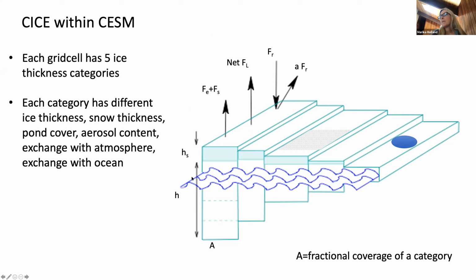So this shows a schematic of the CICE model in terms of its subgrid scale treatment. Each grid cell has 5 ice thickness categories and a single open water category. All of those ice thickness categories have different thicknesses, snow thickness on top of the sea ice, pond cover, aerosol content within the snow and ice, and heat and moisture exchanges with the atmosphere and the ocean. So we do have some representation of the heterogeneity of sea ice at a subgrid scale level.